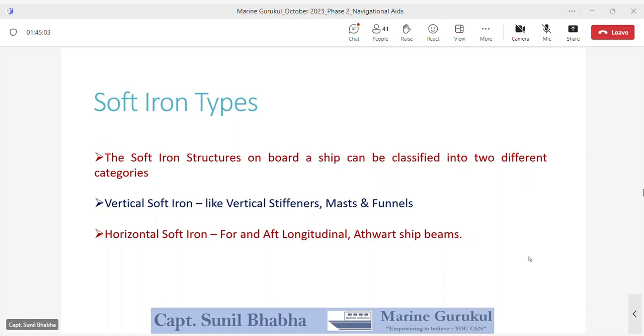Any doubts up to here, beta? Sir, the slide is paused or you are still showing any other slide, because the ship magnetism slide is showing on my mobile. Beta, what slide are you seeing on your screen? Is it soft iron types? No, sir, ship magnetism. Okay, so that means your connection is a little bit dicey. You may log out and log in again. What about others, beta? Are you able to see soft iron types? Yes, sir, soft iron types.